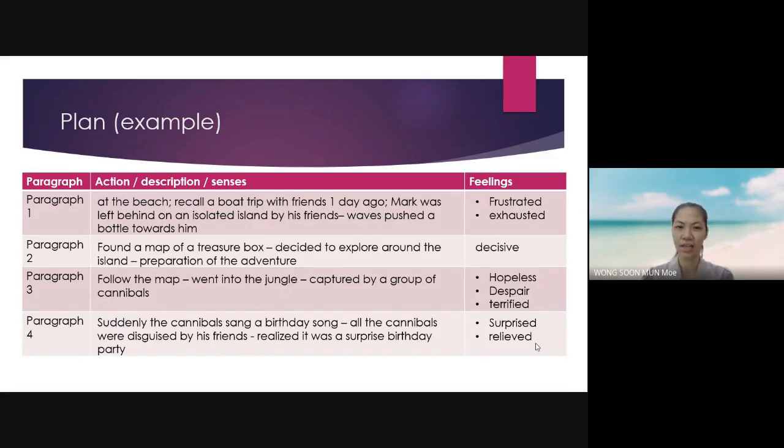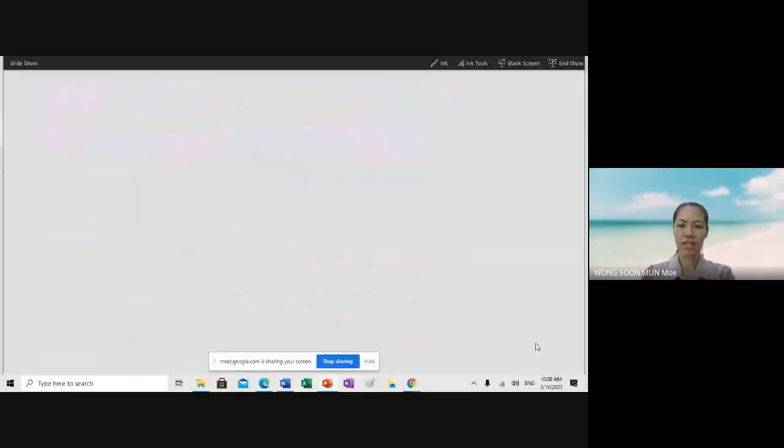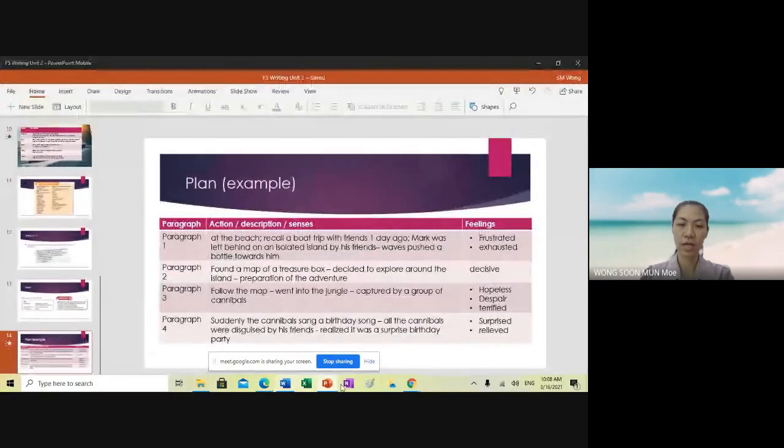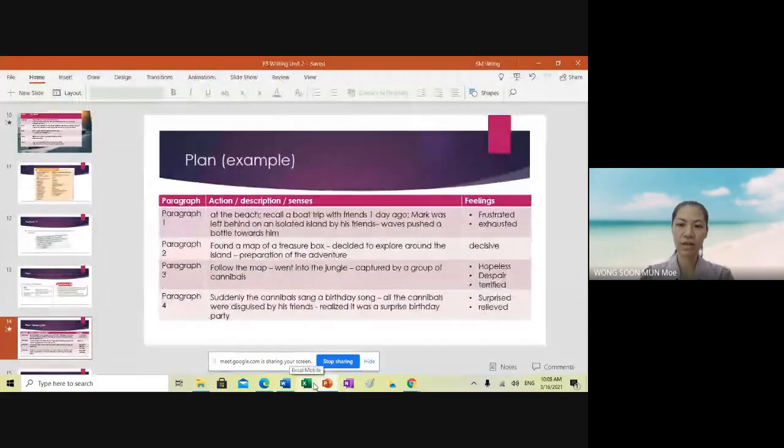That's the end. So this is an example of a plan for your writing. I believe you have more creative ideas than this. So you can just do this. For 5C, 5I, and 5L students, you do it in your Google Classroom.